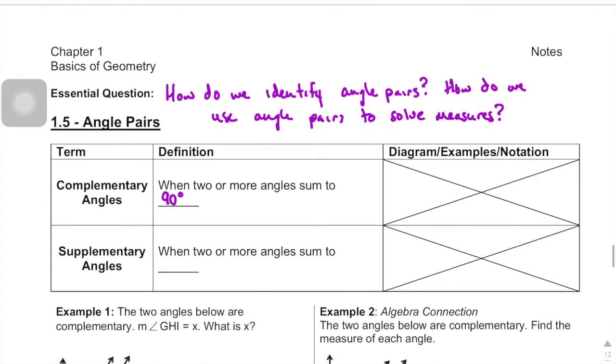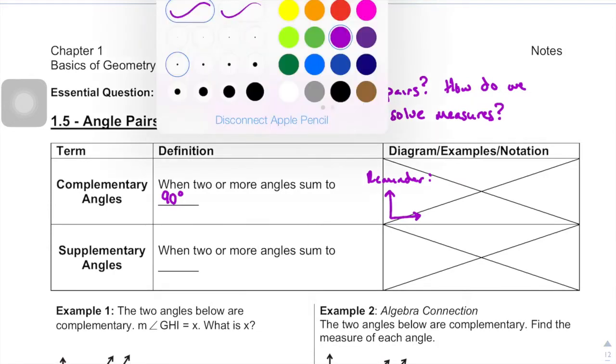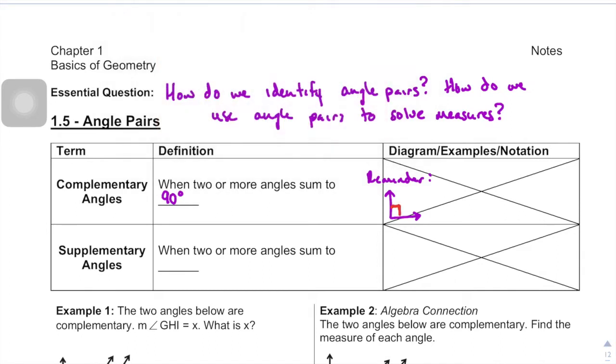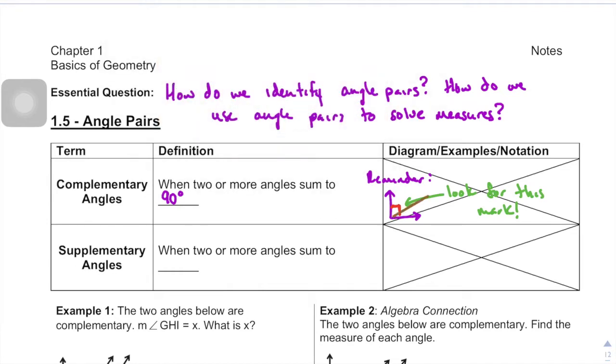Now, as a quick reminder, how do you know an angle is 90 degrees? Right? You're going to look for that box. So if you see an angle, you're looking for this box. When you see that box, you know you're dealing with a 90-degree angle. Then with complementary angles, generally you might see something like another angle inside of there, such as this. Now, that's not always going to happen, but it is a good general rule to look out for.